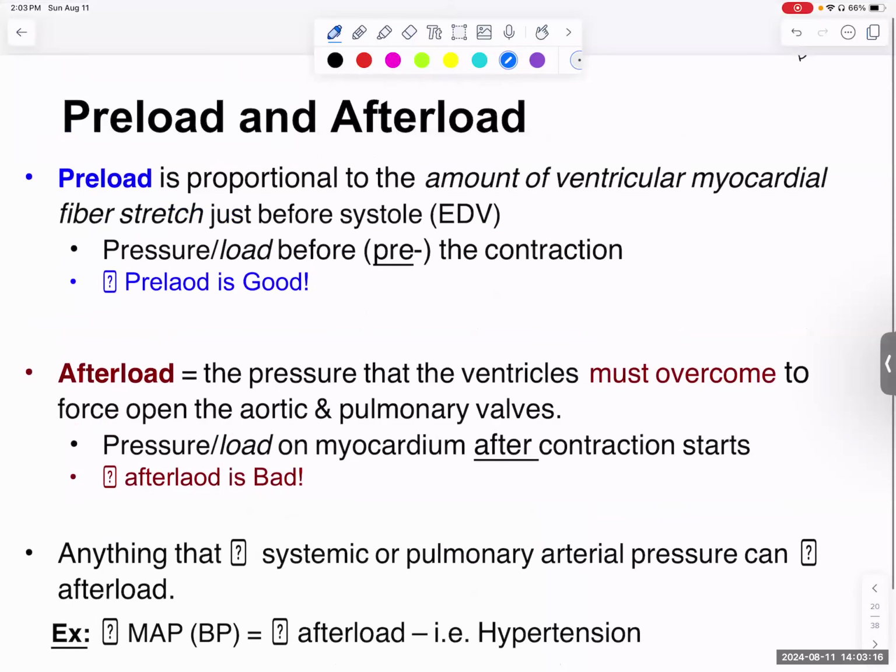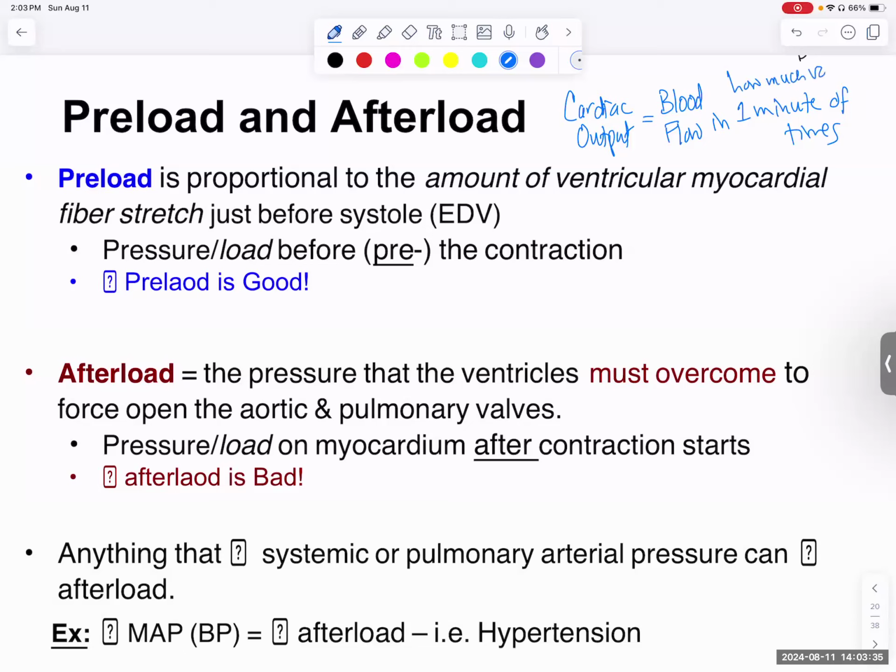And so we're going to get into cardiac output. Cardiac output is really what we call your blood flow in 1 minute of time. So how much volume of blood flows through your circulatory system in 1 minute? Cardiac output is either in milliliters per minute or you can do liters per minute. It's a volume in a given amount of time. And cardiac output is equal to stroke volume times heart rate.